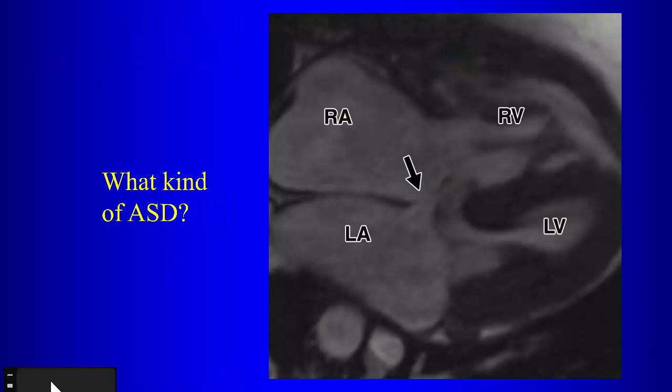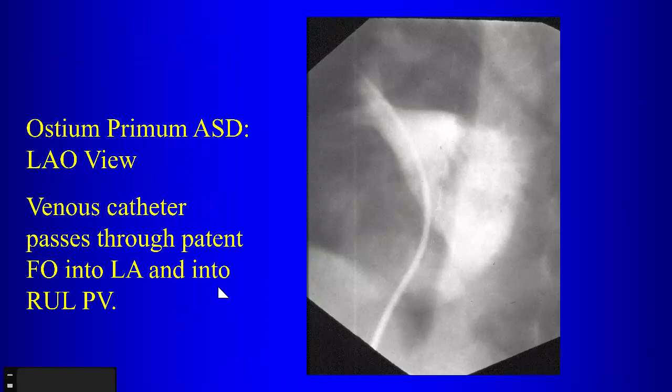What kind of ASD is that? Yeah, that's a primum ASD. It's located down low near the inlet portion of the ventricular chambers, so that would be an inlet VSD. These of course can be part of endocardial cushion defects.